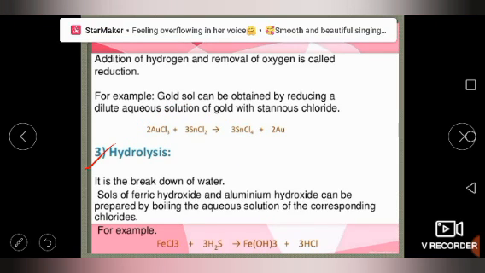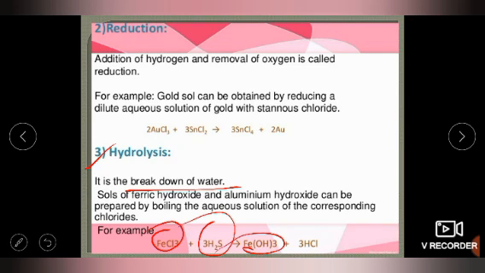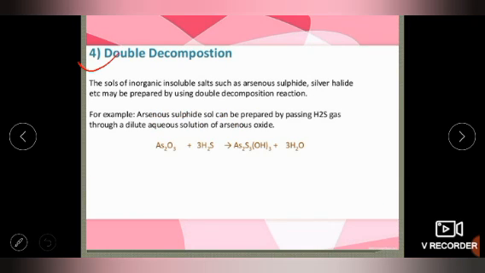Third is hydrolysis, in which we will break down the water. So ferric chloride, when it reacts with the H2S, will form ferric hydroxide in the form of colloids. Here ammonium hydroxide can be prepared by boiling an aqueous solution of the corresponding chlorides, that is called the hydrolysis process.